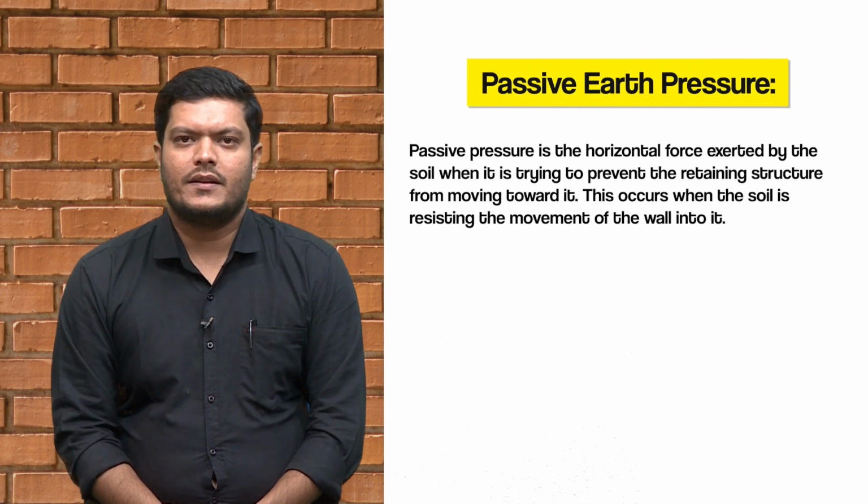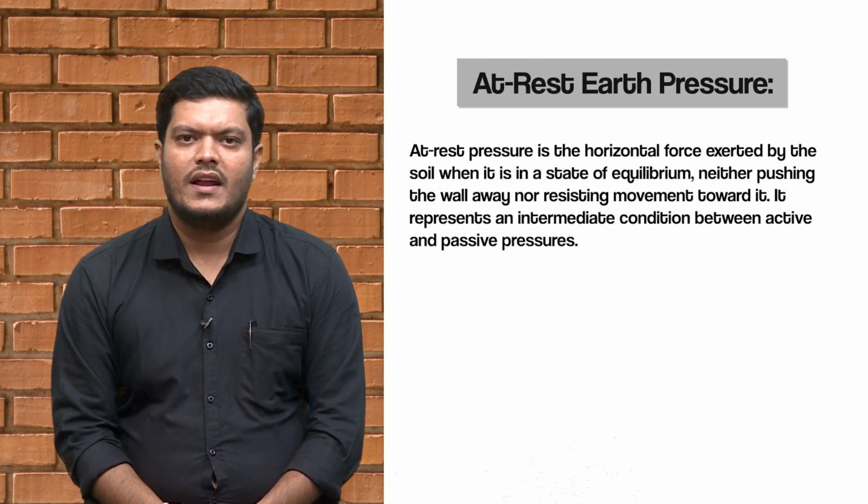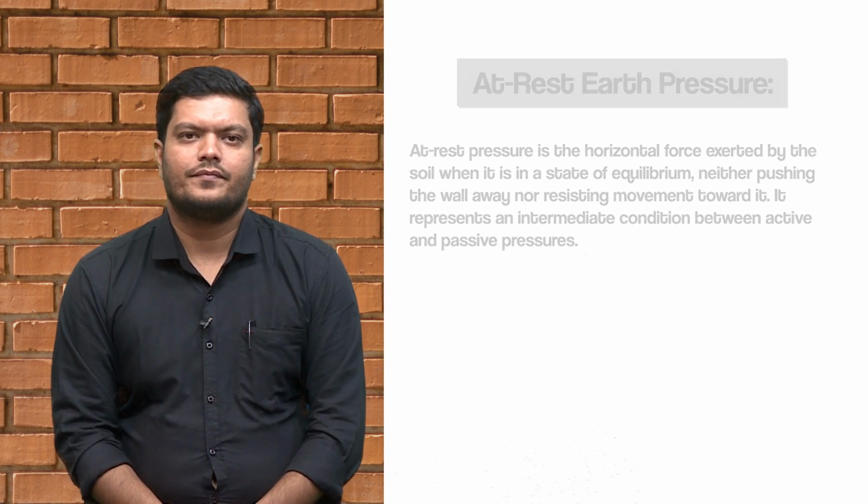Second, passive earth pressure. Passive earth pressure is the horizontal force exerted by the soil when it is trying to prevent the retaining structure from moving toward it. This occurs when the soil is resisting the movement of the wall into it. Third, at rest earth pressure. At rest pressure is the horizontal force exerted by the soil when it is in a state of equilibrium, neither pushing the wall away nor resisting movement toward it. It represents an intermediate condition between active and passive pressures.